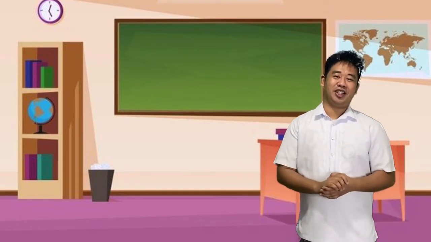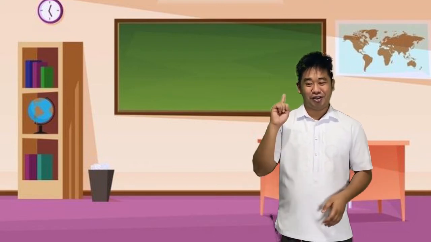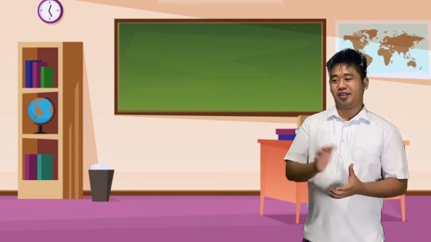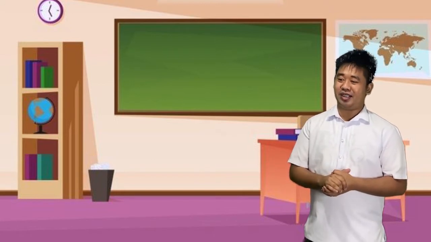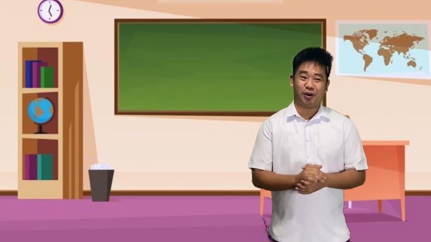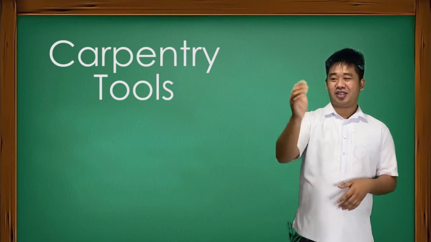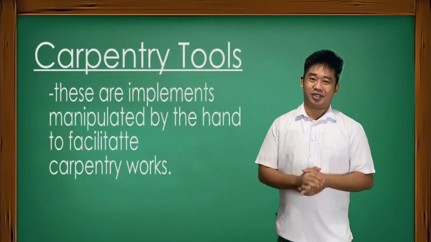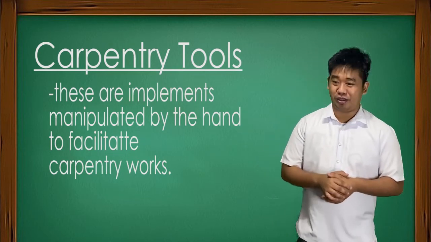Before we start our discussion for today, let us first review the topic discussed last meeting. Are you ready? Okay, let's start with April Joyce. To test your memory, what is the topic discussed last meeting? Very good. Last meeting, we discussed carpentry tools. What again are carpentry tools? Yes, Fernando. Very good. When we say carpentry tools, these are implements manipulated by the hands to facilitate carpentry works.